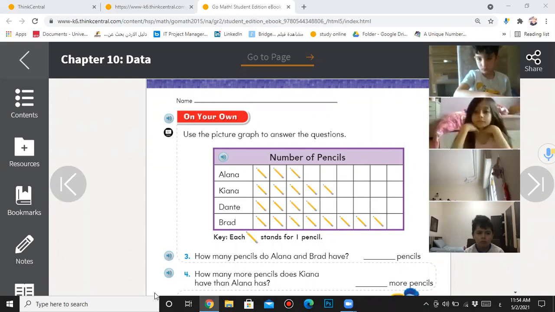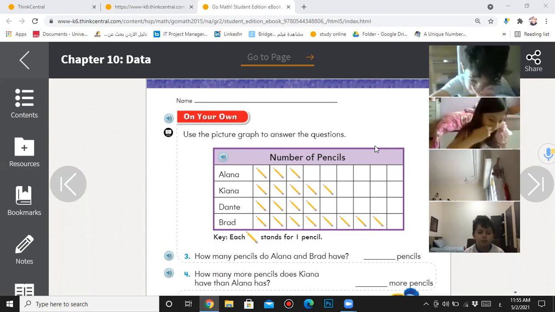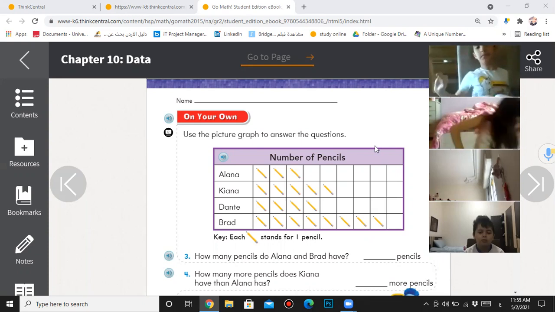Omar, plus or minus? Do all, and, or both, total mean plus or minus? Plus. Plus, great job. What about how many more? How many more means minus? Minus. Okay, if I ask you about the fewest, what do you think the fewest means?